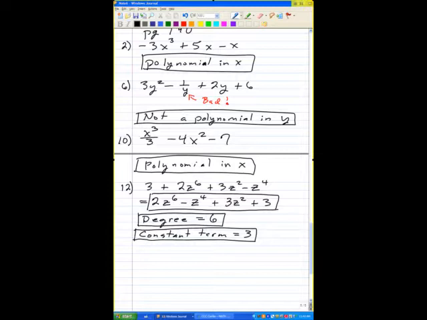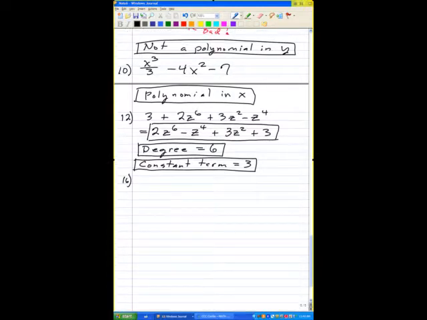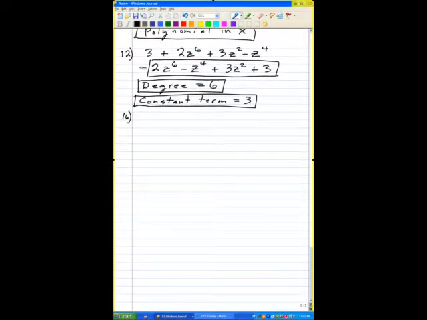Let me do problem number 16. 6 minus x to the 6 plus x to the 4 plus x to the 8 plus 2x to the 5th.